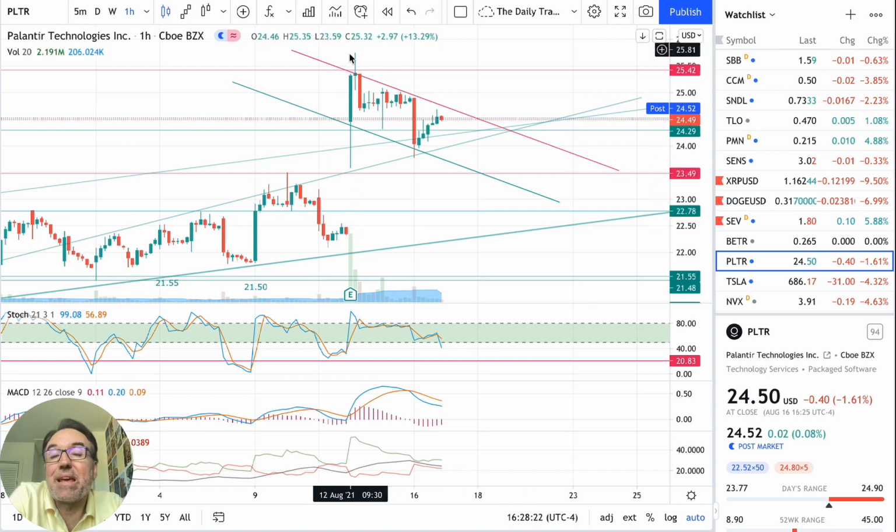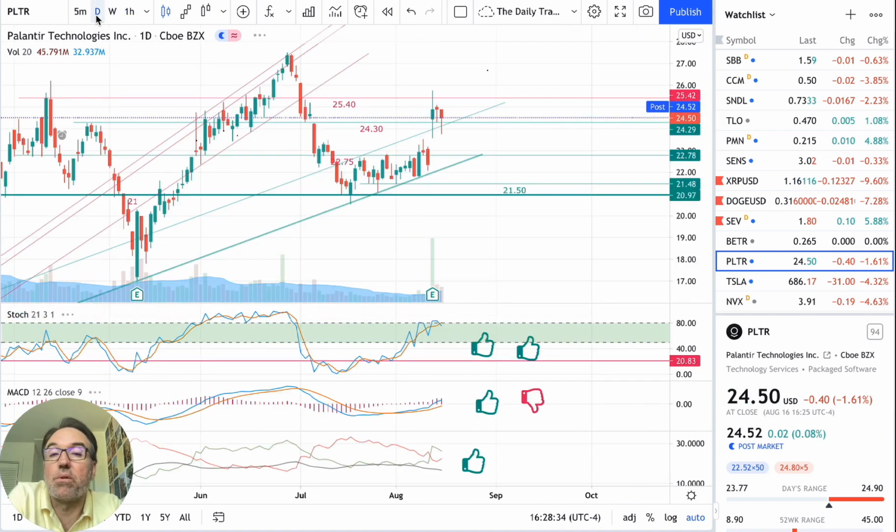Because we have a big gap here. We have a huge gap here. Maybe this is what the stock wants to do, is just come back down and fill that gap before resuming again. This is entirely possible.